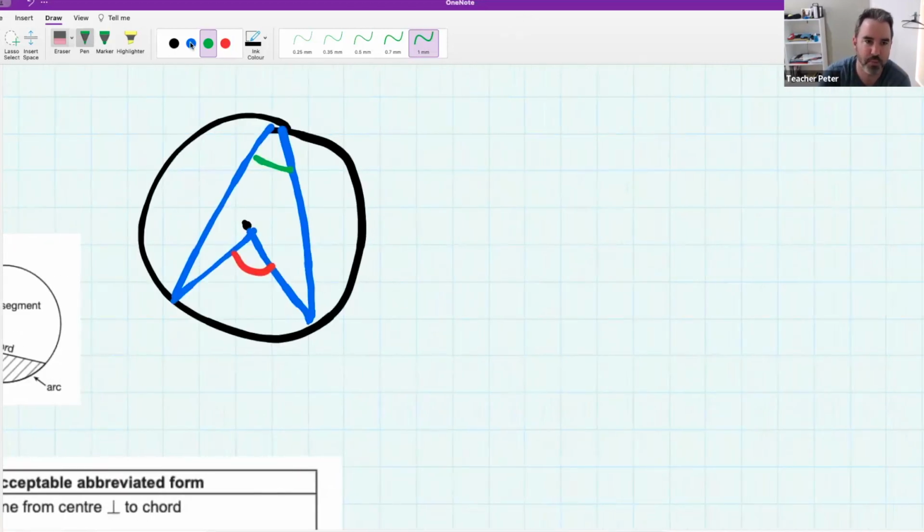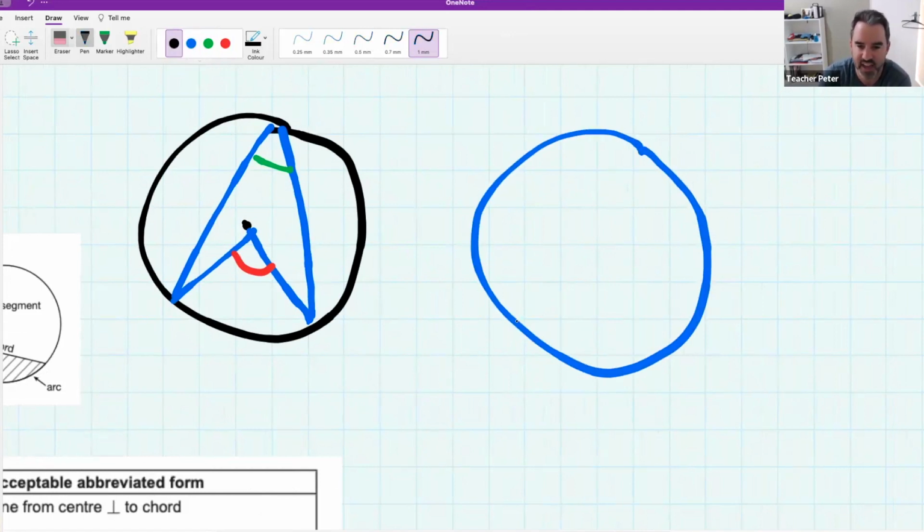And then we also spoke about, this was towards the end of the last lesson, that if you have a chord and then you have a line from the center of the circle to that chord, and it goes to the midpoint of the chord, what do you know about that red line? What did we speak about this briefly at the end of the last lesson? You can put your hand up or pop it in the chat. What do we know about that red line?